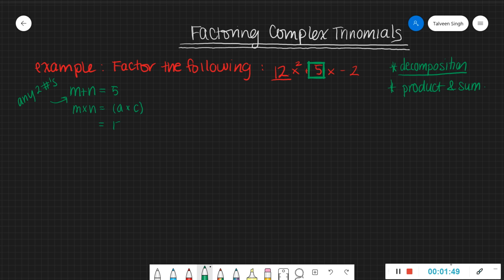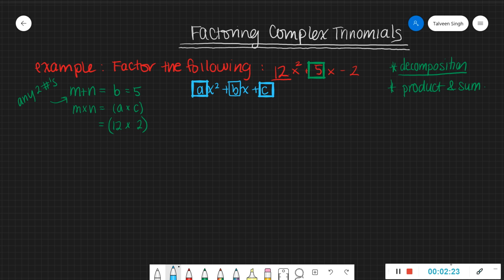Our A value is 12. Our C value is the last value, negative 2. If you're confused about where I'm getting A, C, and B from, I'm just going to write B here, which is equal to 5. How I'm finding these, you need to go back to look at standard form of a quadratic equation, ax squared plus bx plus c. So I'm using these values right here, a, b, and c. Okay? In case you're confused where that's coming from.